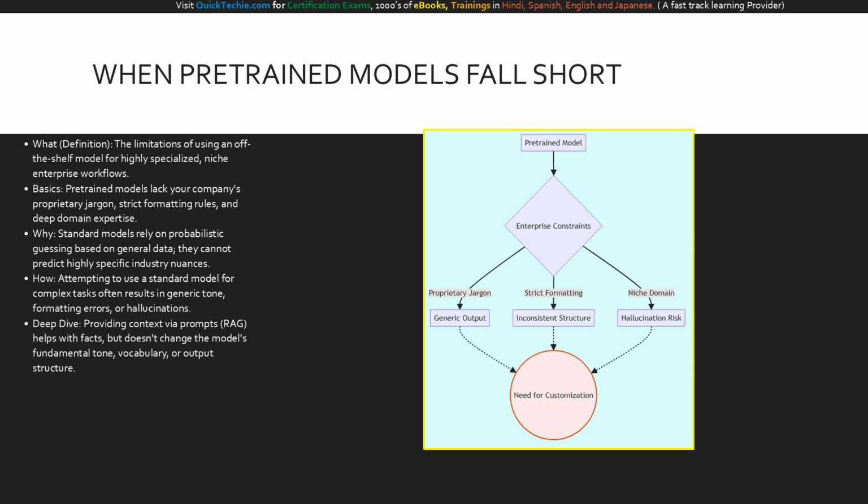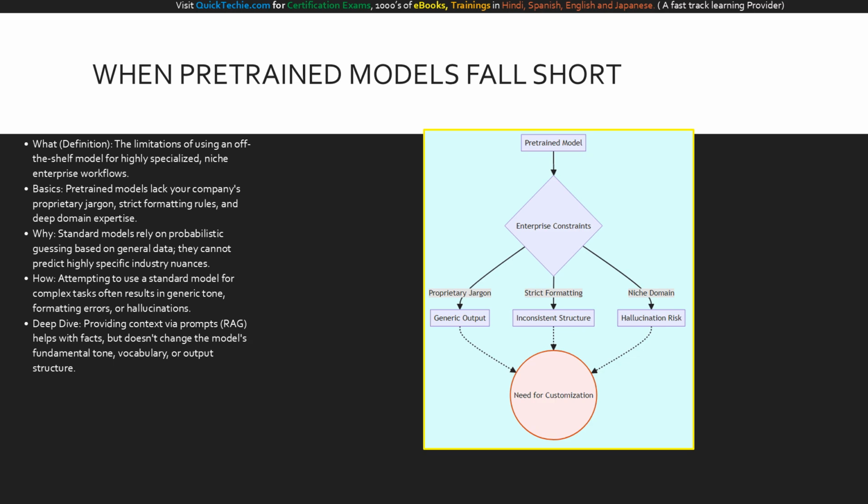Why does this happen? Because standard models operate on probabilistic guessing based on general internet data. They are designed to sound plausible, but they do not possess deep, specialized domain expertise. How does this manifest in reality? If you ask a standard model to draft a highly technical medical document or a complex legal contract, you will likely get a generic tone, formatting inconsistencies, or worse, hallucinations where the AI invents information.